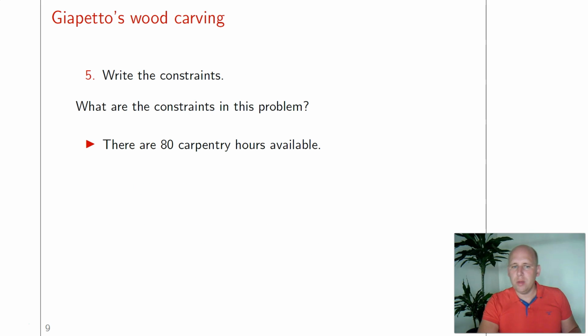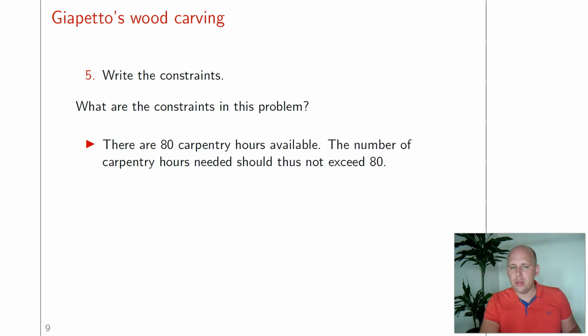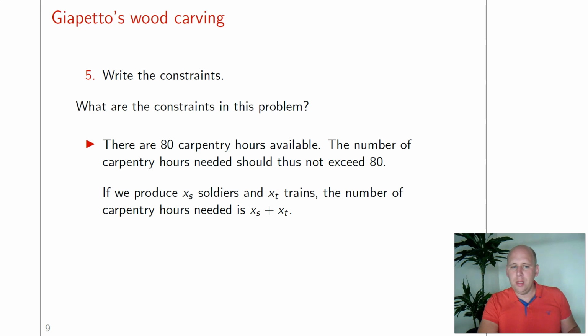So in this case we have 80 hours of carpentry available. How much carpentry do we use for a given solution? If we produce a soldier, we need 1 hour of carpentry, and also for a train we need 1 hour of carpentry. So the amount of carpentry hours that we use is just the sum of XS and XT, and that sum should be smaller than or equal to 80.